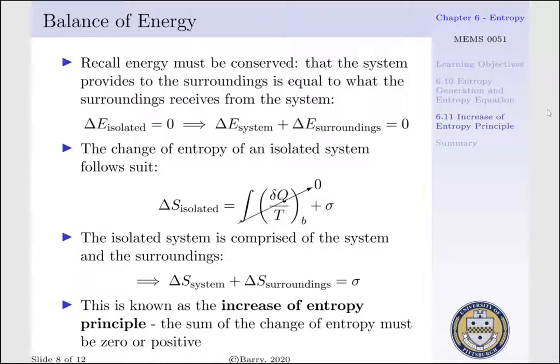And we can express this as the entropy change of our system plus the entropy change of our surroundings being equal to sigma. This principle is known as the increase of entropy principle that states the sum of the change of entropy must be 0 or positive.